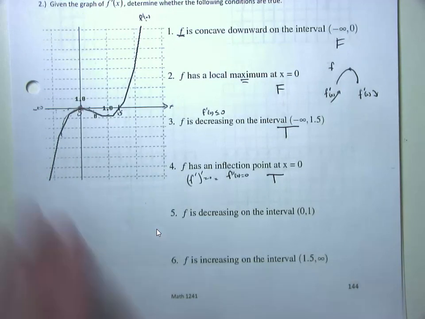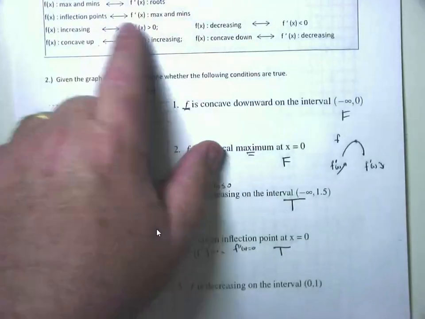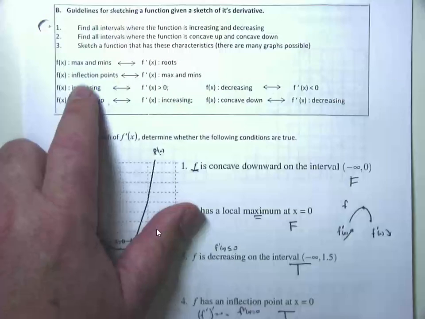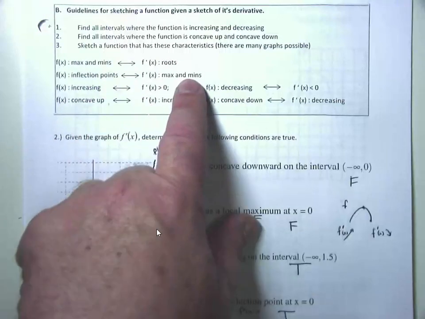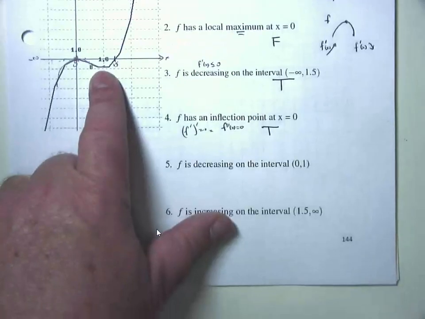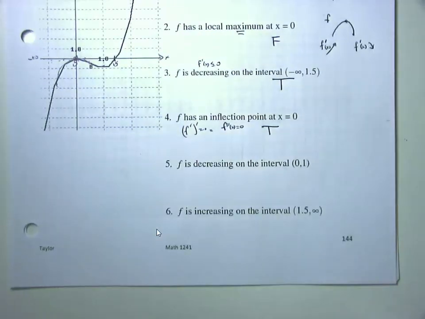As we stated up here, to be inflection points, f prime of x has to be a max-min. That is actually a maximum point. Over here is a minimum point. So at 1 is where the other inflection point is going to be.